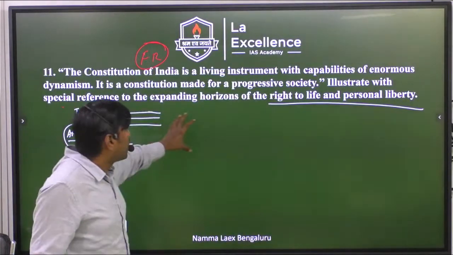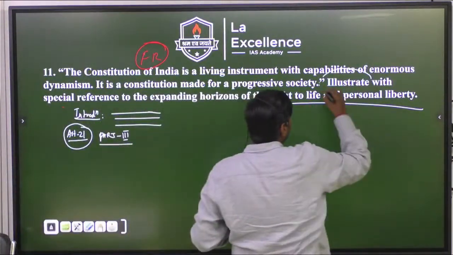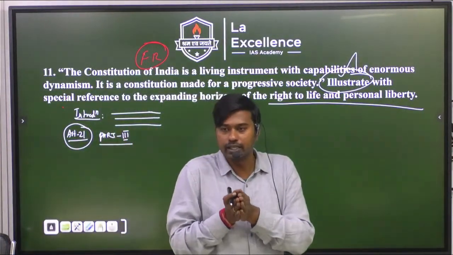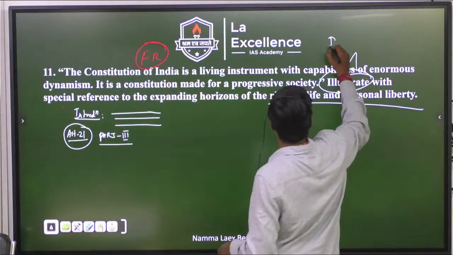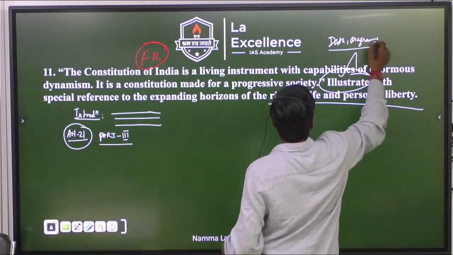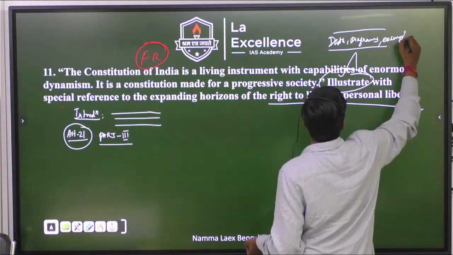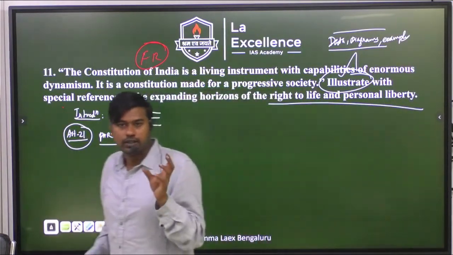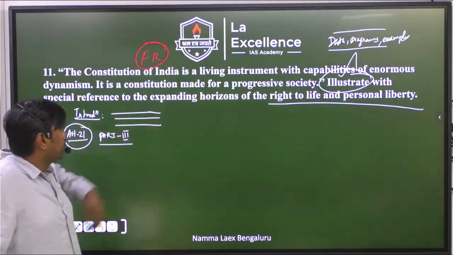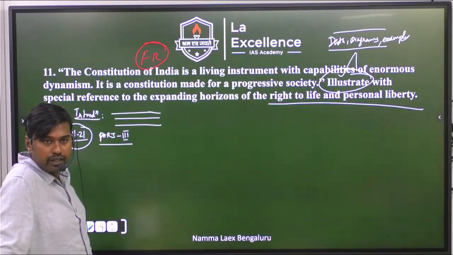Now coming here, this Article 21 has actually expanded, but what they are asking you directly is to illustrate. Illustrate means you can bring in data, you can bring in diagrams. Yes. And you can also bring in examples. These things can be done so that you address the question properly. Are you getting it? So they are asking you to illustrate with special reference to expanding horizons of right to life and personal liberty. Let us come to that.